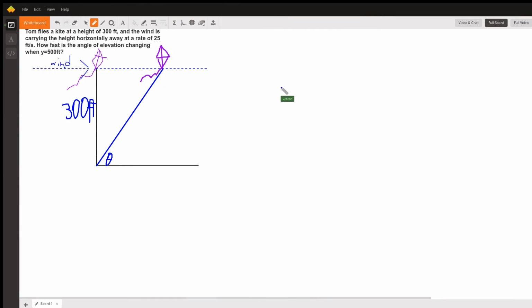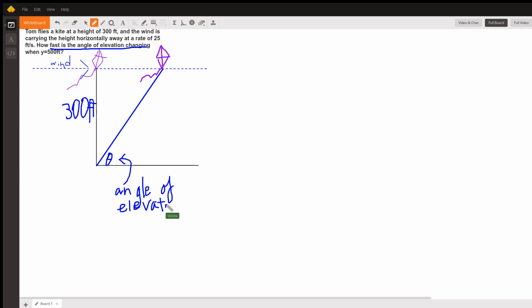We're going to do a related rates problem about a kite being blown by the wind, and we want to know how fast the angle of elevation is changing, where this theta is the angle of elevation. So I have a few preliminary things here.